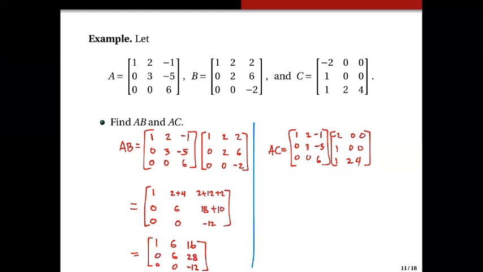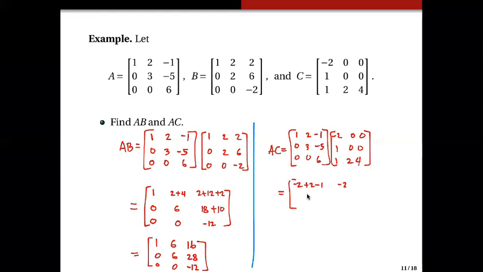So if we multiply this, okay, 1 times negative 2, that's negative 2. 2 times 1, that's plus 2. Negative 1 times 1, so minus 1. For the entry in here, first row, second column, we have 1 times 0, that's 0, 2 times 0, that's again 0, negative 1 times positive 2, that's negative 2. So notice this is no longer 0, this cannot be lower triangular.